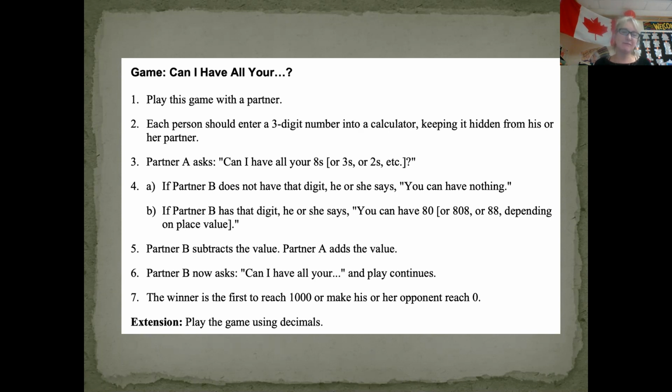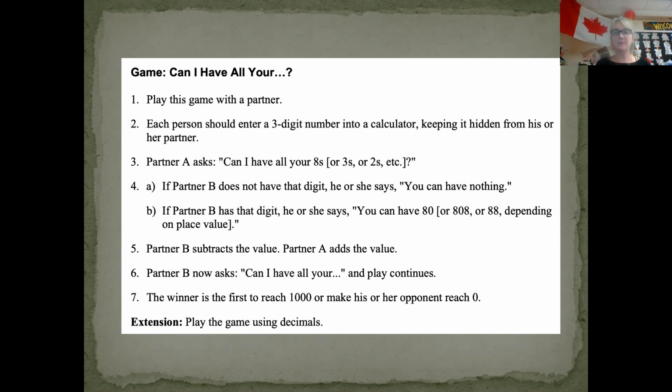And then you can make them go until they reach 1,000. So eventually, because they're adding and subtracting, they'll reach 1,000. Or you can switch it, and whoever's opponent reaches 0, so a negative or a positive thing. You can also use this with decimals, and that's where I am for grade 5. It's how we're learning the differentiation between that 2 in the tens place and the 2 in the hundredths place, and what they have to add and subtract on their calculator.